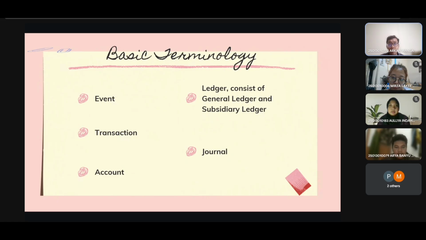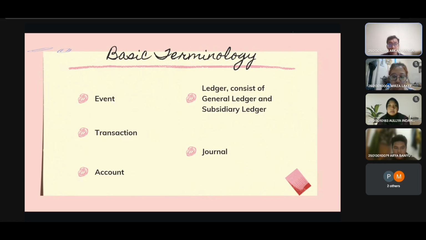Then account. An account is a systematic arrangement that shows the effect of transactions and other events on a specific element. It can be asset, liability, equity, and so on. Next, it's ledger. Ledger itself is the book of computer printouts containing the accounts. There are two, general ledger and subsidiary ledger. General ledger is a collection of all the asset, liability, equity, revenue, and expense accounts. Meanwhile, a subsidiary ledger contains the detail related to a given general ledger account.